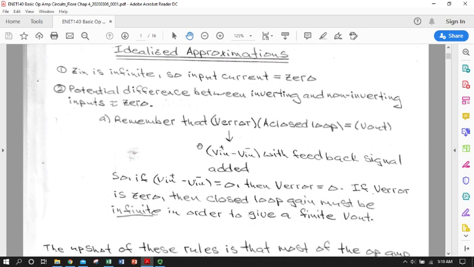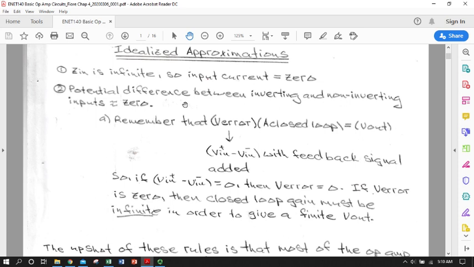The next thing we'll assume is that the potential difference between the inverting and non-inverting terminals is zero. So Vn inverting and Vn non-inverting will assume the same potentials. That brings up a question: wait a minute, whether it's a V diff in an open loop condition or a delta V error in a closed loop feedback condition, isn't that the difference the op amp is operating on and going to use to amplify? Well, yes, it is, and that's why we call this an idealized approximation.